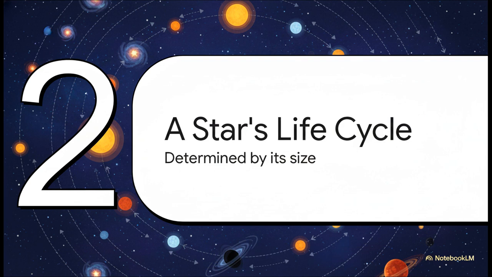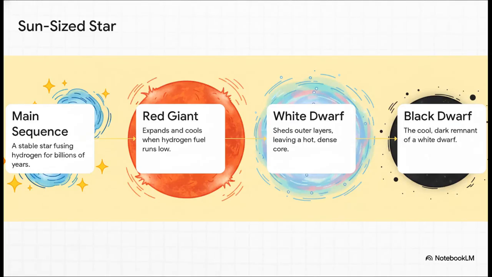Its entire life story, from that stable middle age right to its death, all comes down to one single factor: its mass, how big it is. Let's start with a star about the size of our sun. Its life path is, well, relatively calm. After billions of years as a main sequence star, it starts to run out of fuel. It'll swell up into what's called a red giant, then it sheds its outer layers, leaving behind this super hot, dense little core called a white dwarf. And then, over an almost unimaginable amount of time, it just cools down and fades into a black dwarf.